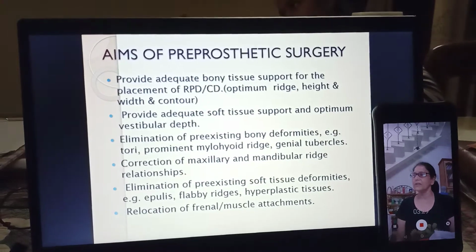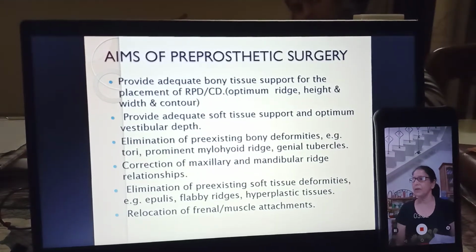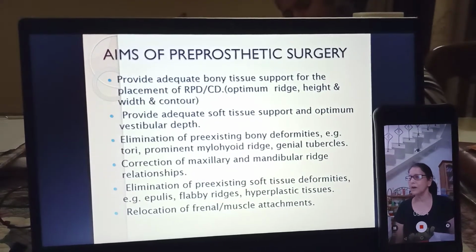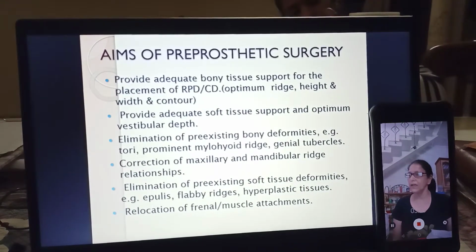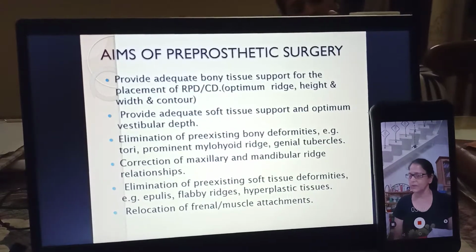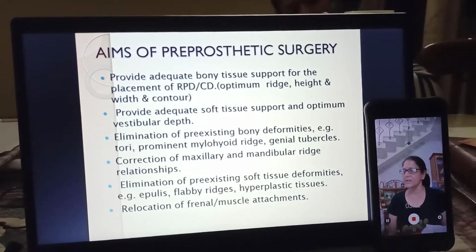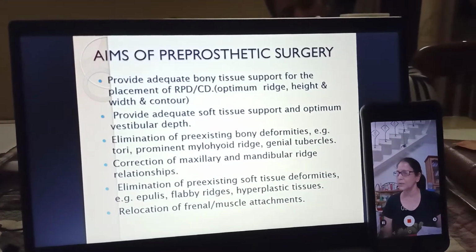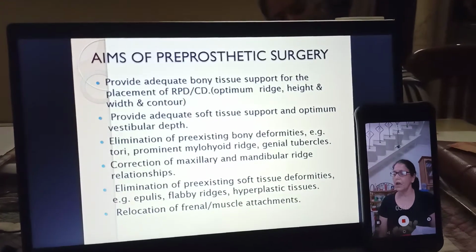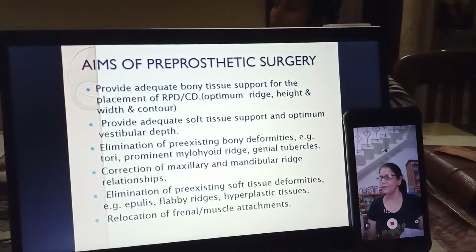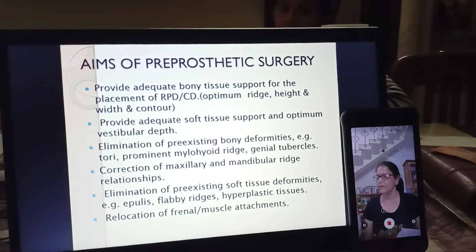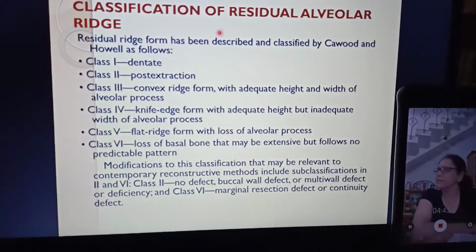Elimination of pre-existing bony deformities like mandibular tori, prominent mylohyoid ridge, genial tubercles. Correction of maxillary and mandibular ridge relationships. Elimination of pre-existing soft tissue deformities such as epulis, flabby ridges, hyperplastic tissues, and then relocation of whether it is upper or lower frenal muscle attachments.